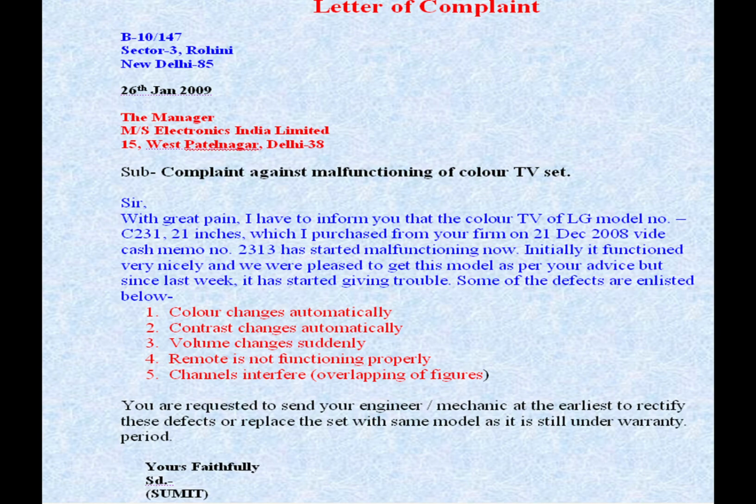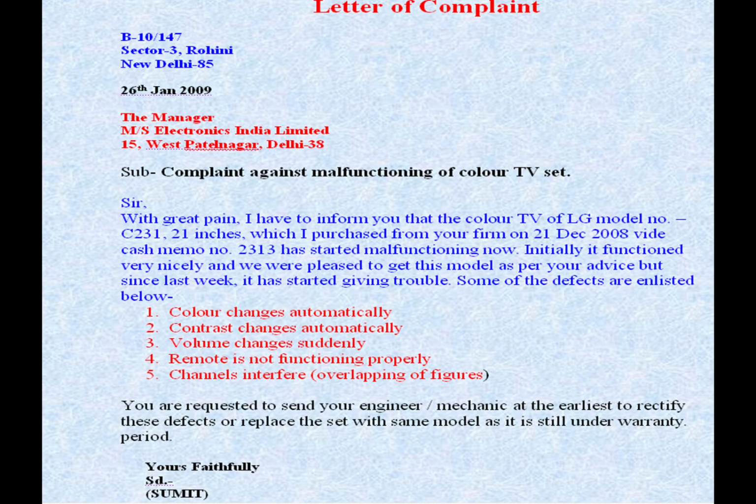C231/231, 21 inches size, which I purchased from your firm on 21st December 2008, with cash memo number 2313, has started malfunctioning now. Initially it functioned very nicely and we were pleased to get the model as per your advice. But since last week, it has started giving trouble. Some of the defects are enlisted below.